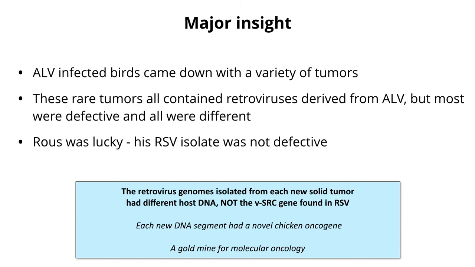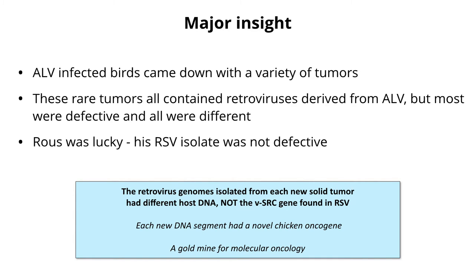As I told you, Rous's isolate was not defective. Now, each tumor has a different retrovirus associated with it, and when people studied them beyond Rous sarcoma virus, they got all these other viruses and studied them. Each one had a different cellular gene picked up and was enabling the virus to cause tumors. And this was a gold mine.